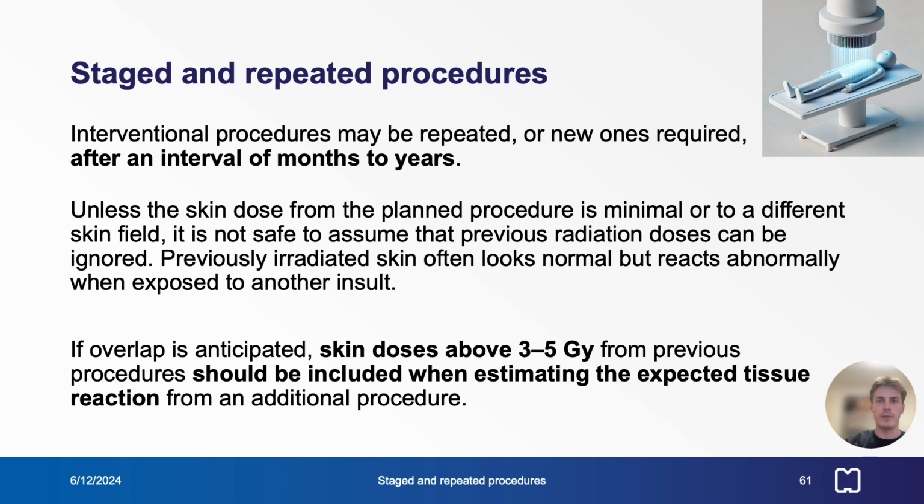Interventional procedures can be repeated or new ones required after an interval of months to years. And unless the skin dose from the planned procedure is minimal or to a different skin field, it's not safe to assume that previous radiation doses can be ignored. Previously irradiated skin often looks normal, but reacts abnormally when exposed to another insult. If overlap is anticipated, skin doses above 3 to 5 gray from previous procedures should be included when estimating the expected tissue reaction from the additional procedure.